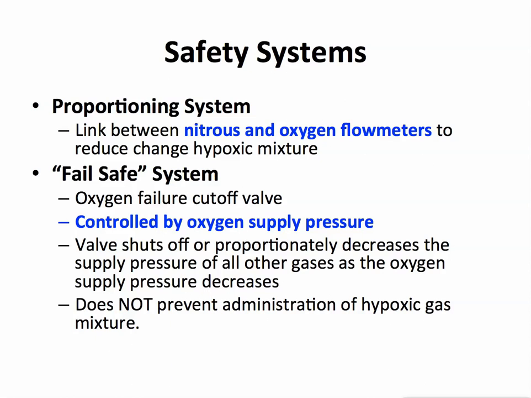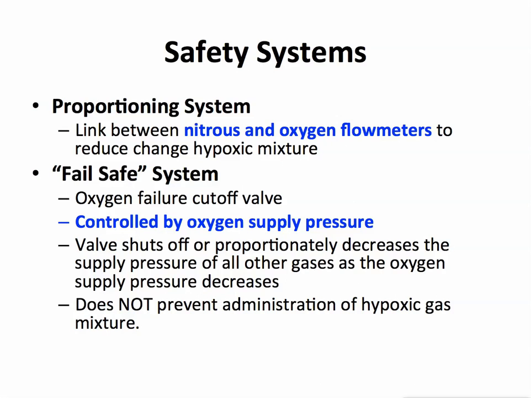Now there are some safety systems that we'll talk about next. The first is the proportioning system, which is the link between nitrous and oxygen flow meters, such that if you reduce the oxygen substantially at the same time that you're administering nitrous oxide, the nitrous oxide will drop because the machine will not allow the hypoxic mixture to be given to a patient. And then when you increase the oxygen flow meter back up, the nitrous oxide will follow it. So this is a proportioning system.